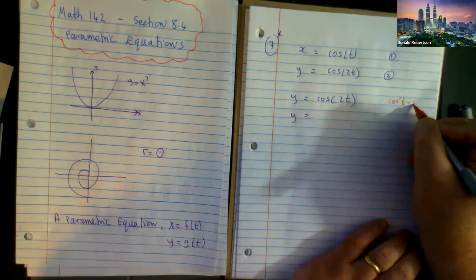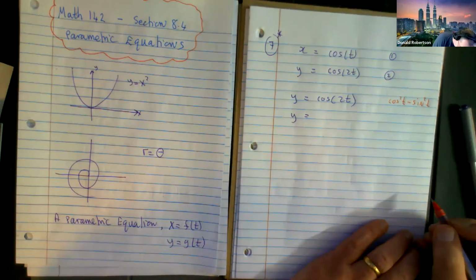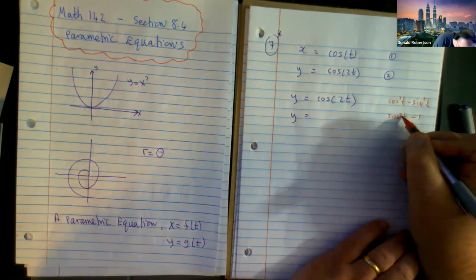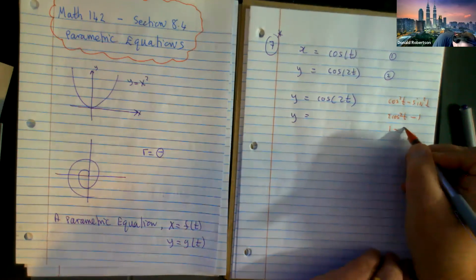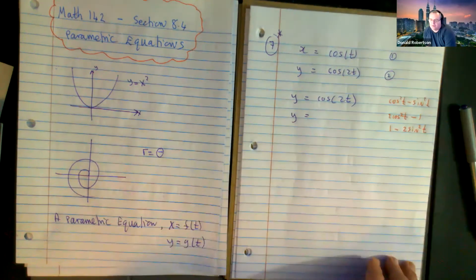One of them says that the cosine of 2t is equal to that. One of them says that the cosine of 2t can be written in that format. And the last one says it can be written in that format.